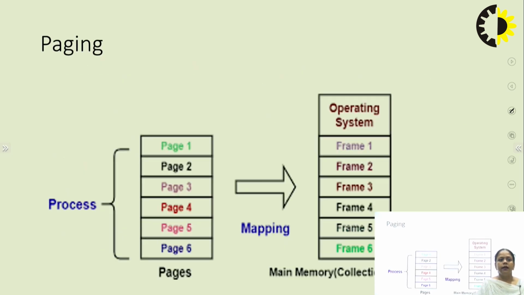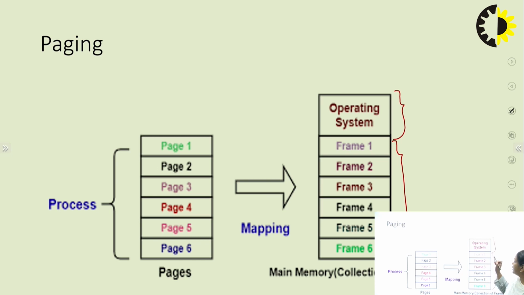You can see here, this is one process which is divided into pages. This process is divided into 6 pages of equal size. And now you can see here, this is the main memory where we have a portion reserved for the operating system, and these are the frames, equal size frames in the remainder section of the main memory.